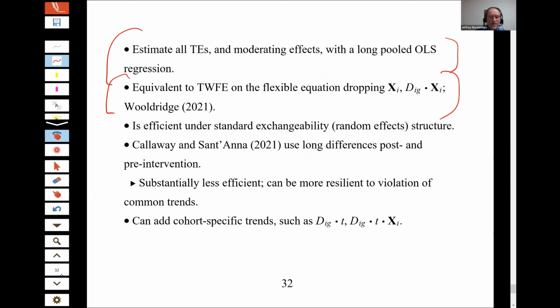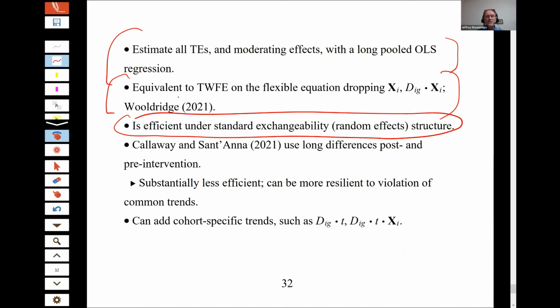Now, as I point out in my paper, doing it via two-way fixed effects does have one advantage, and that is we know that this has some resiliency to the case where you have missing data, and so you have an unbalanced panel. Okay, so this does have some preference in the case of an unbalanced panel, but in a balanced panel, they're numerically the same. Okay, this estimator I also show in the paper is efficient under what we call a random effects structure. You might call an exchangeability structure.